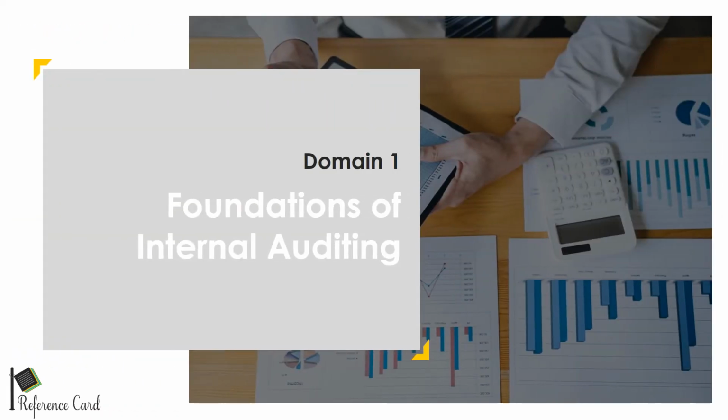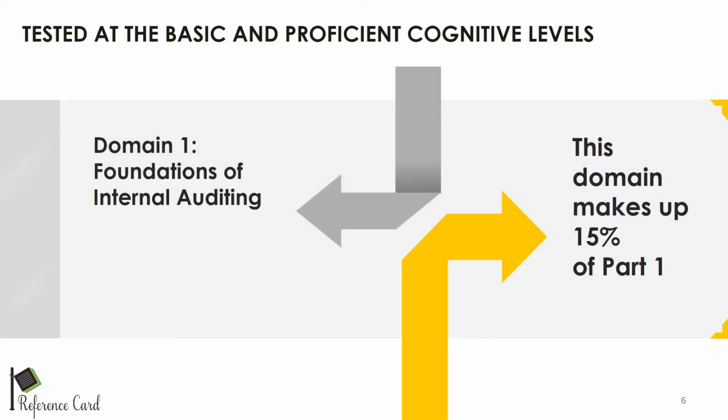Now we will move on to Domain 1, Foundations of Internal Auditing. The IIA specified 2 levels of knowledge, basic level and proficient level. In basic level, the test examines candidates' memory and comprehension. In proficient level, candidates should have a high degree of skills and ability to apply the standards. In Domain 1, candidates should have both levels of knowledge. This domain makes up 15% weightage of Part 1. 18 to 19 questions out of 125 can be expected from this domain.